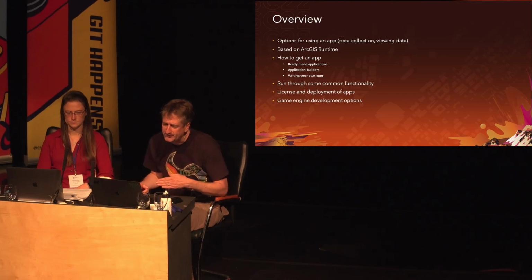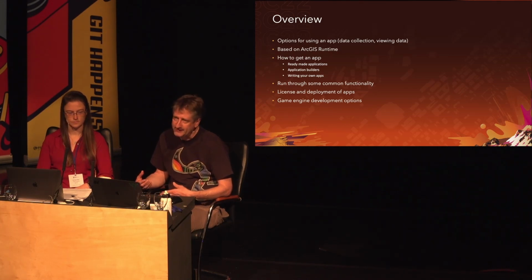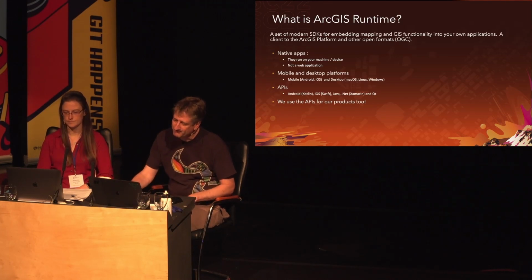We'll be taking you through a run-through of some of the functionality we have in Runtime so you can get a feel for what you can actually achieve with this. We'll talk about licensing and deployment of your application. So once you've written your app, you can get it ready for market or for use in your organization. And then we'll finish off by taking a look at some new developer APIs we've added to the Runtime family, where we've been integrating game engines so you can bring GIS data into game engine technology.